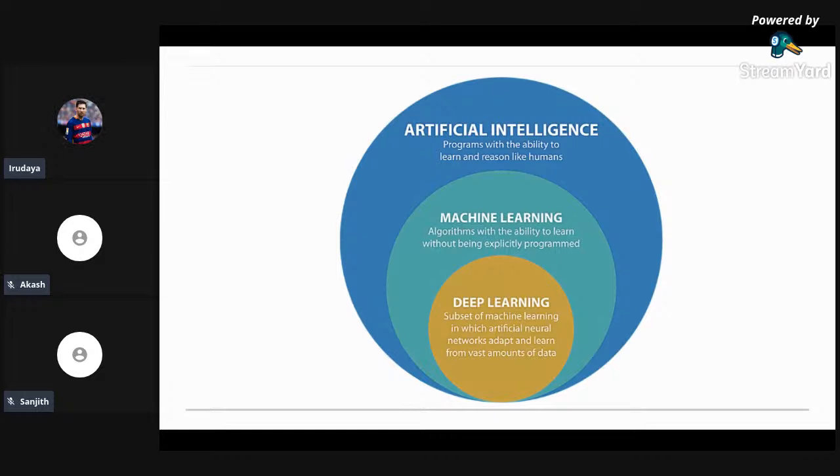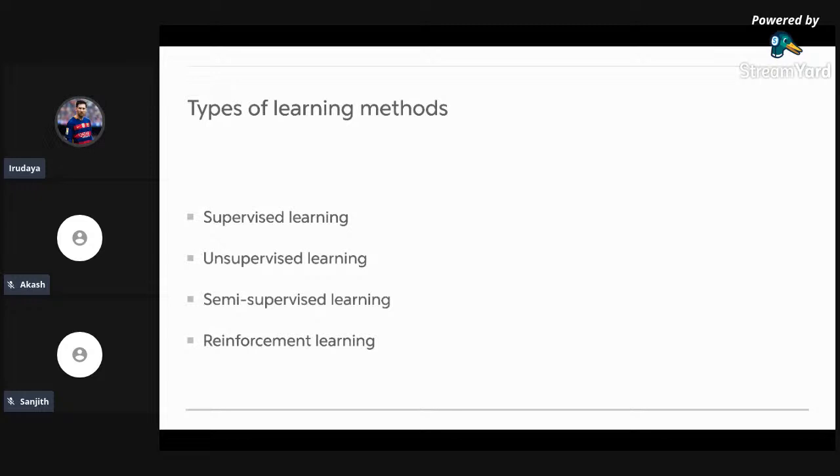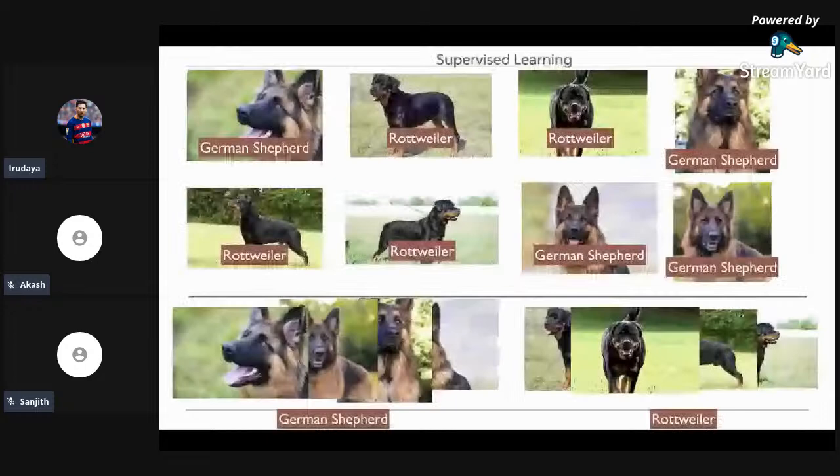So when we are talking about training these models, there have to be methods to train them. These are the most commonly used learning methods when it comes to machine learning. Let me quickly explain how each is used. So this is supervised learning.